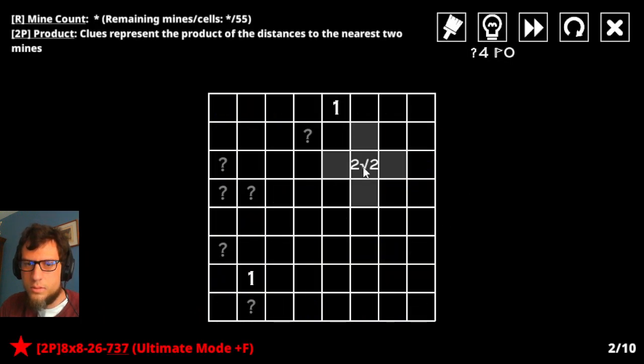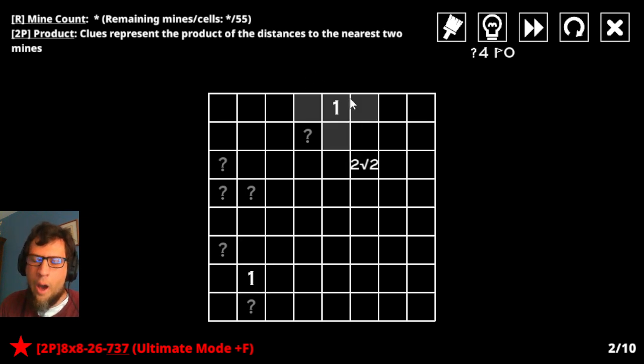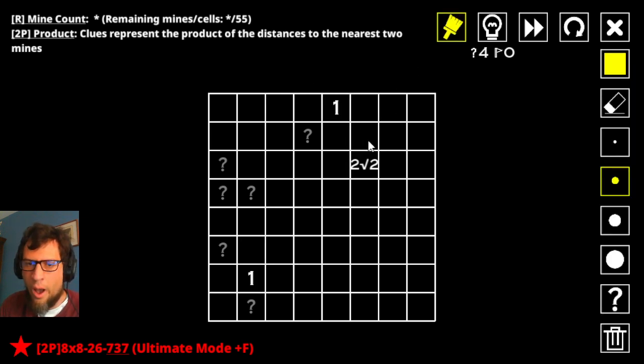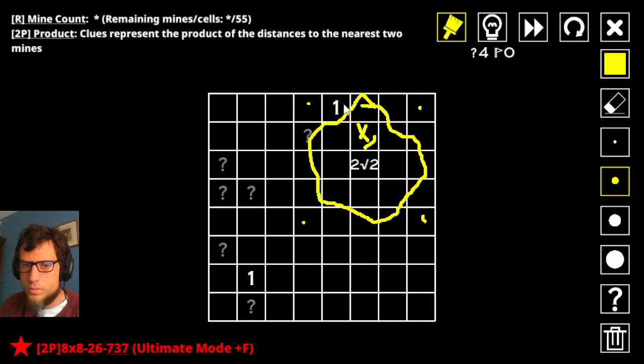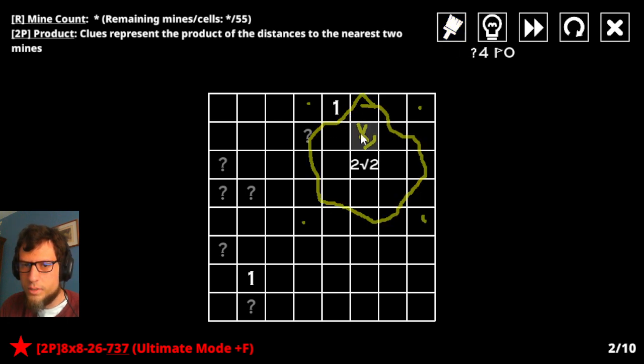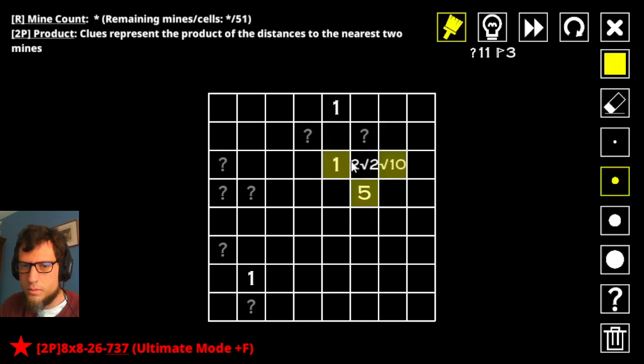Okay, that's a 1, 2, 2, 1. Oh, jeez. Alright, so let's say this is a mine. That means everything within a distance of 2 root 2, everything below that, yeah, okay. So that would kill this entire area, which would leave this one with only 1 spot, and it needs 2. Yeah, okay.